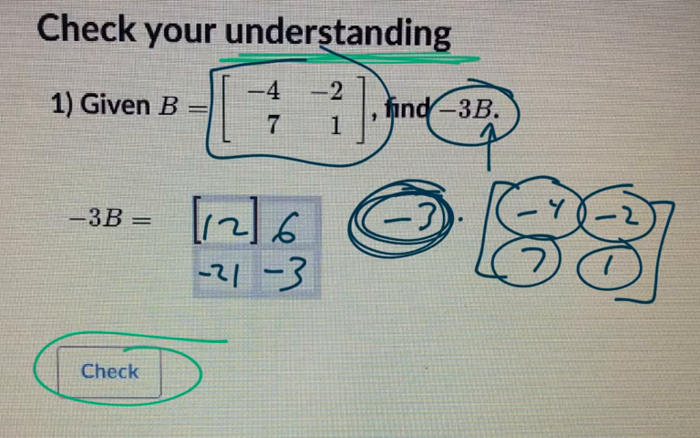So one thing you're doing with me, hopefully, if you do this with me, is not only are you learning about matrices, but I'm making sure you review integers a little bit. Get a little bit better with multiplying and dividing, adding, subtracting with negatives, okay?